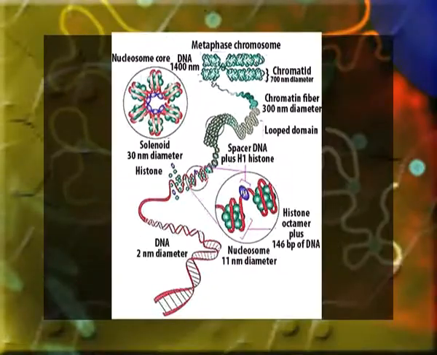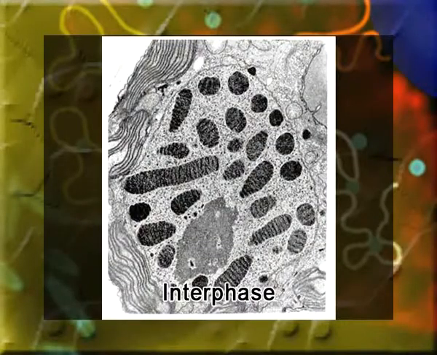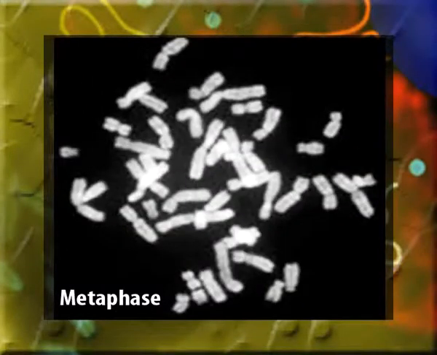The degree to which DNA is condensed is expressed as its packaging ratio, which is the length of the DNA divided by the length into which it is packaged. This packaging ratio in eukaryotes reaches 1000 to 2000 in interphase nuclei and up to 10,000 in metaphase nuclei.